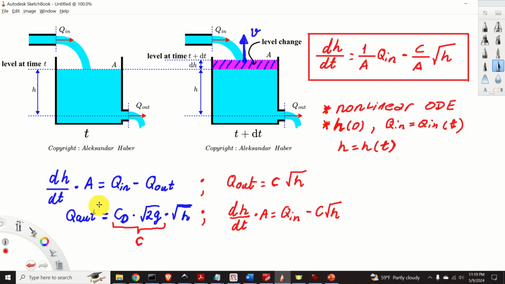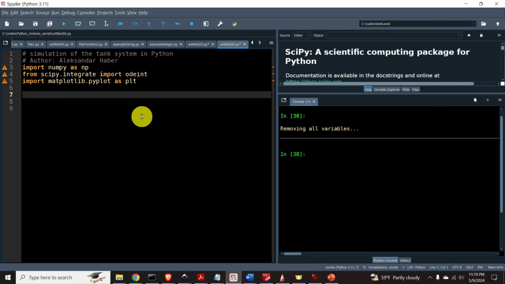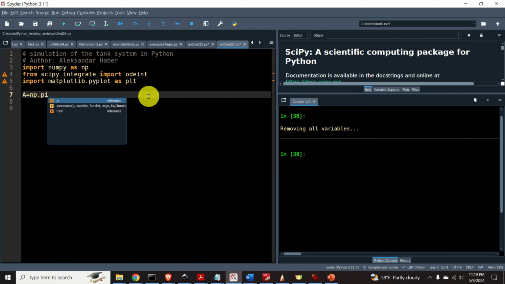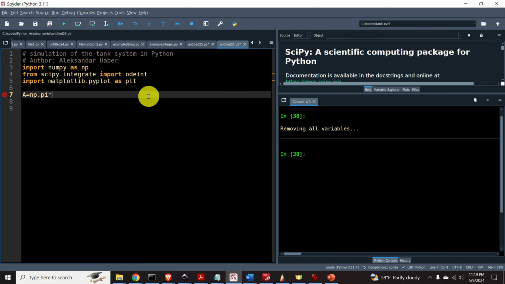Next, we need to define the model parameters. The first model parameter is the cross-section area A, and the second model parameter is this constant C. Let's do that. First, let's define A. Here, I will simply assume that the cross-section area is equal to pi. That is, I assume that the radius of my tank is 1. That is, I'm assuming that my tank is cylindrical and that the radius is equal to 1.